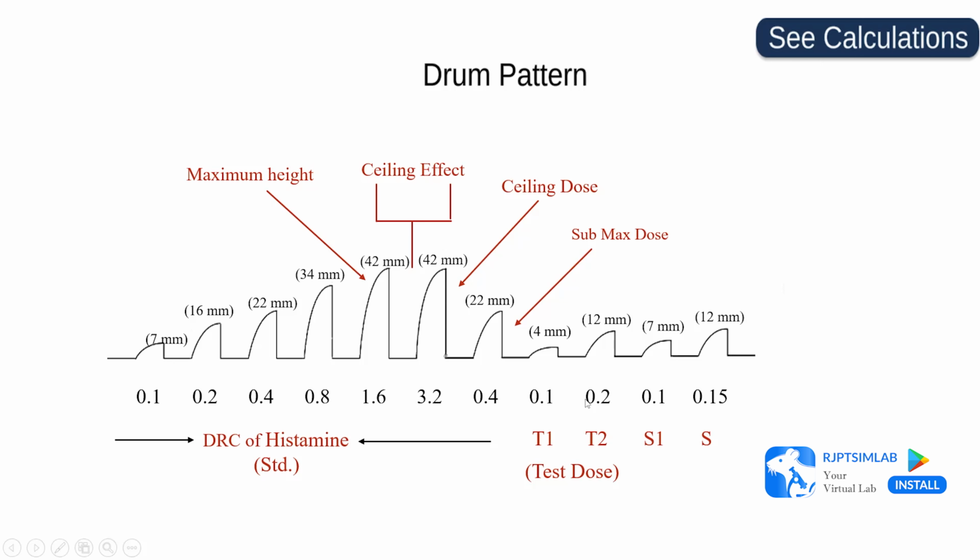And why have we selected the 0.4 ml concentration? Because it shows a greater difference of the graph from the lowest concentration and the highest concentration. As we can see, it is much greater than the 0.1 ml concentration's graph, and it shows a great difference from the 3.2 ml concentration's graph. So that's why we have selected the 0.4 ml as the submax dose. And it confirms that after putting the 0.4 ml, after all these concentrations, it shows the same height. As we can see, the 22 millimeters shows the same height for the same concentration.